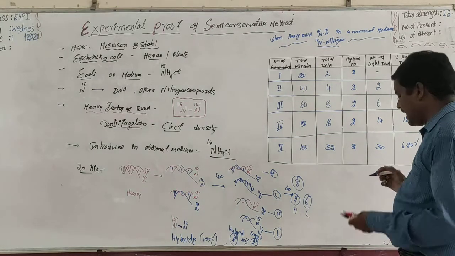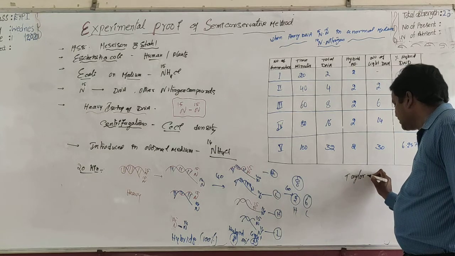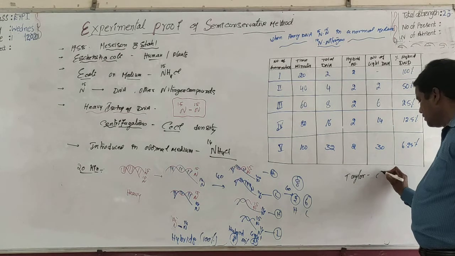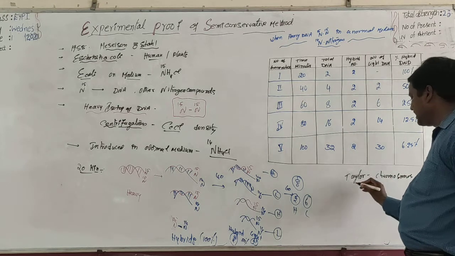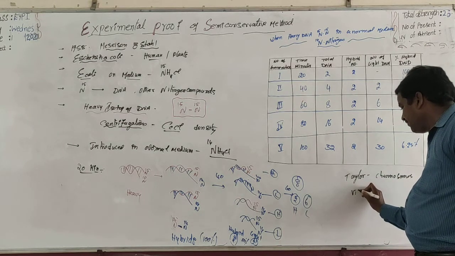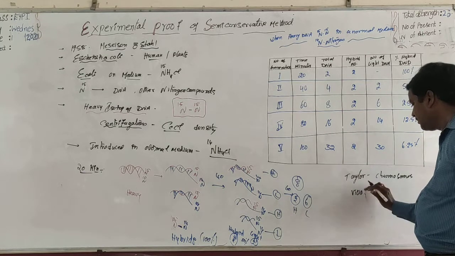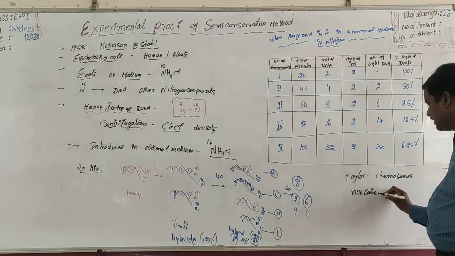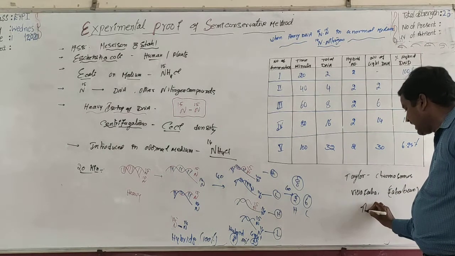At the same time, another scientist Taylor also explained the semi-conservative method of chromosomes, especially in Vicia faba plant. Vicia faba, also called faba bean. By using radioactive thymidine.